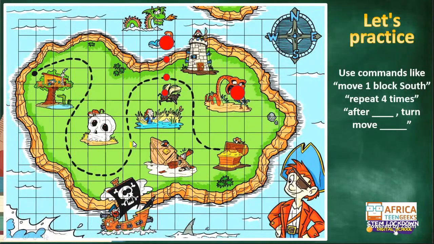Now I am going to ask Buhle. I'm going to unmute you, Buhle. Can you tell me where does she have to go now to get to that big red dot on the snake? She needs to go 1, 2, 3, 4. Which direction, Buhle? Which direction is she moving?